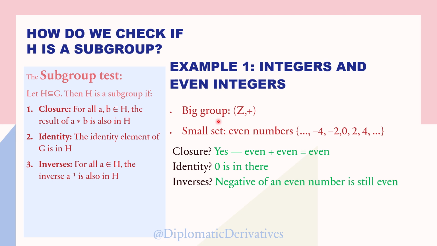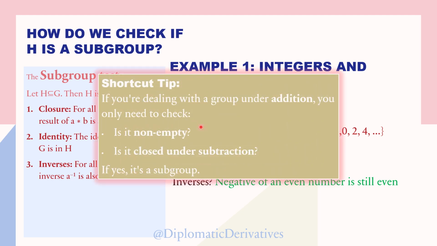Okay, so that's how we will check whether a smaller set is first of all a subset of the bigger set, and then we prove if it's a subgroup. So we'll take the three properties, we'll prove the properties, and once we're done, we will understand whether it's a group or not.